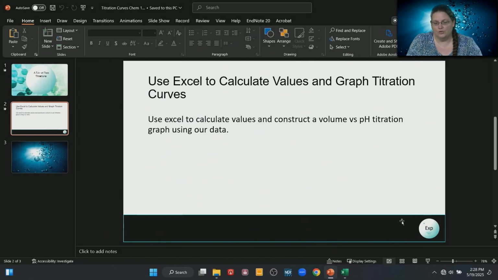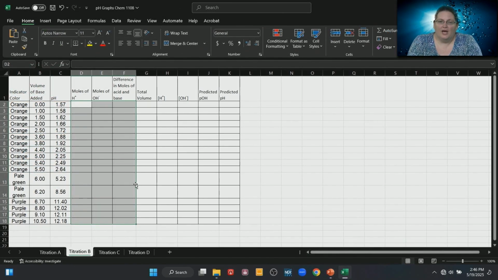We're going to switch over to Excel. Once you have your data pulled up for the titration, we are going to calculate the moles of the hydronium ion. The concentration on our second experiment is 0.05. So when we start looking at that, instead of having the 0.1 like we did in the first experiment, we're going to have 0.05.